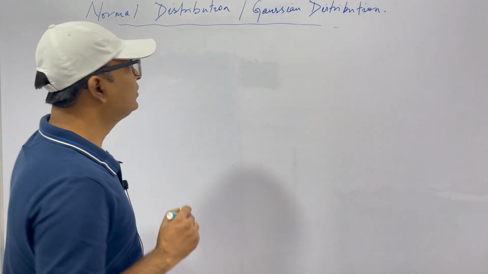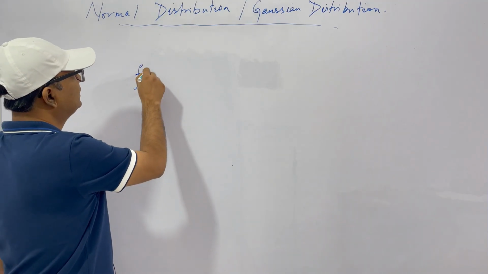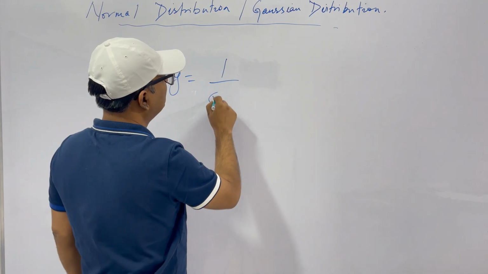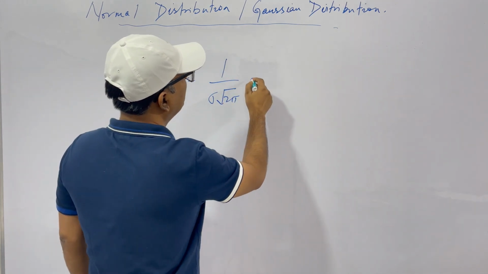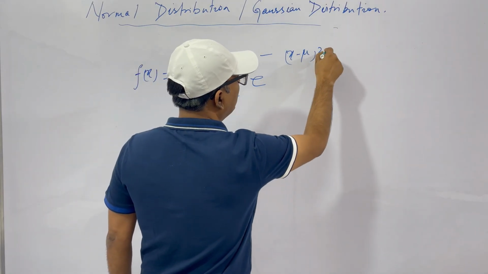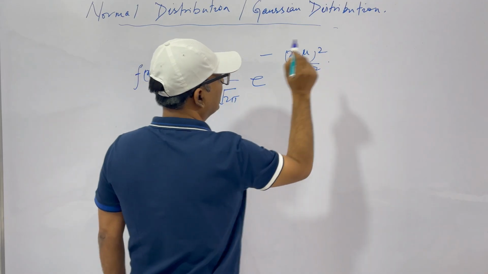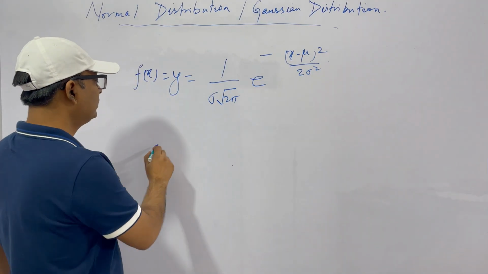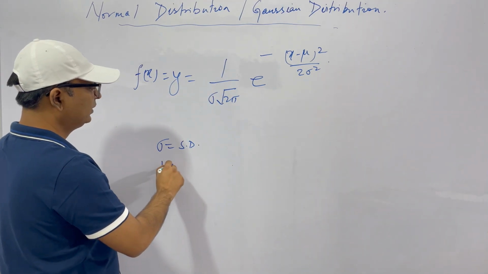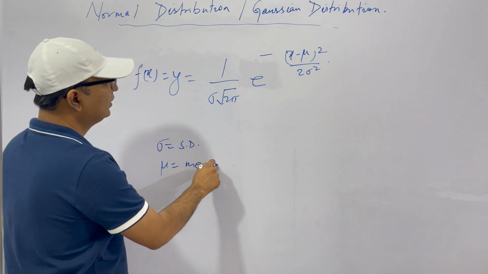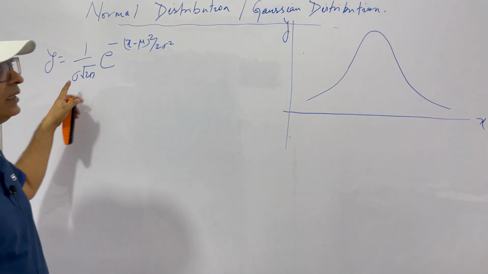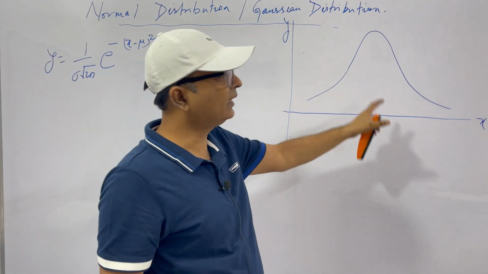The normal curve is of the form f(x), that is our y, given by 1 by sigma root 2 pi, e to the power minus (x minus mu) square by 2 sigma square. What is sigma? We know it is standard deviation. And what is mu? It is mean. So the normal curve given by this function can be plotted like this.